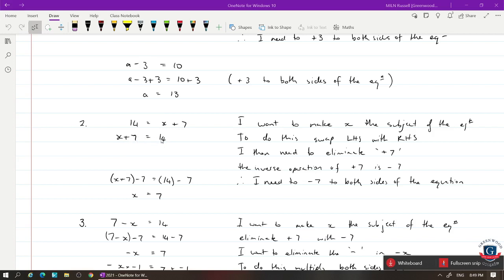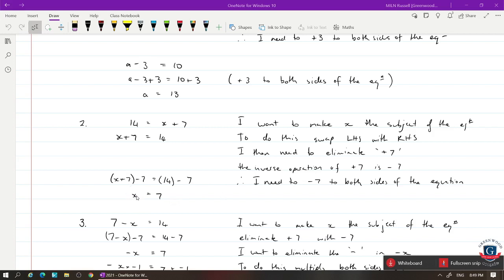Now I've got x plus 7 equals 14. Now I want to eliminate the plus 7, so I just have x equals on the left hand side. To do that, I want to subtract 7 from both sides. Subtract 7 from this side, I subtract 7 from that side. X plus 7 takes 7 becomes x plus 0. X plus 0 is just x. 14 takes 7 becomes 7.